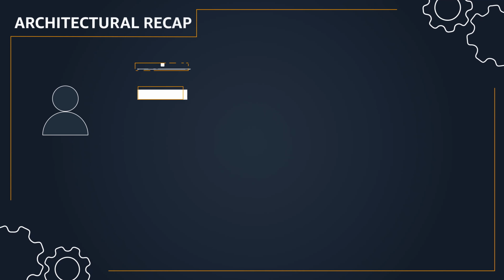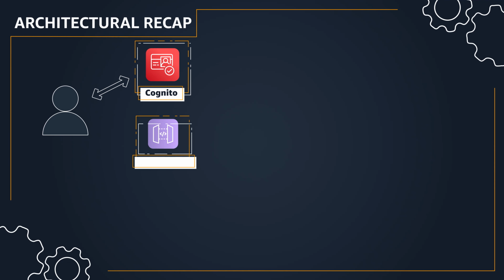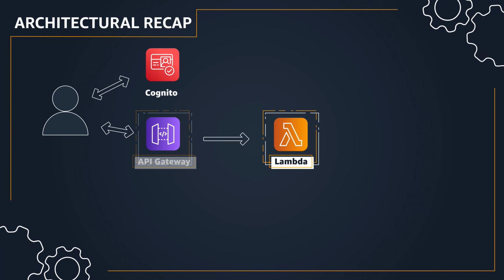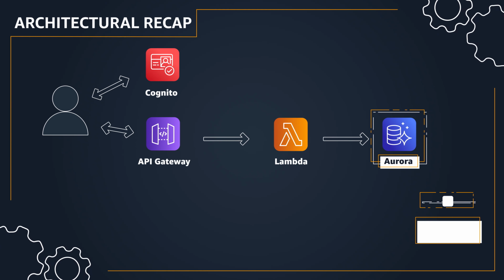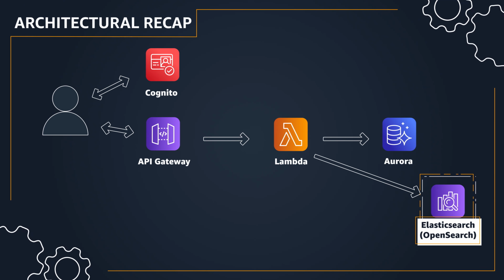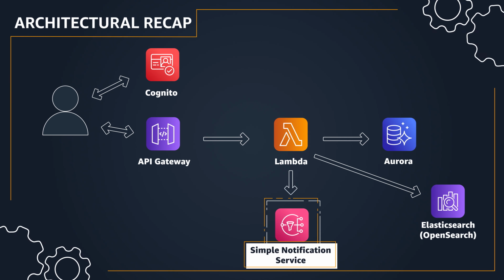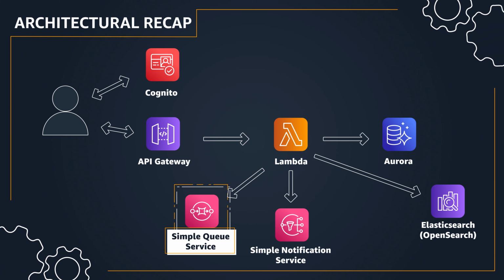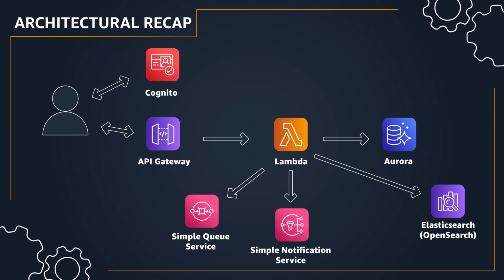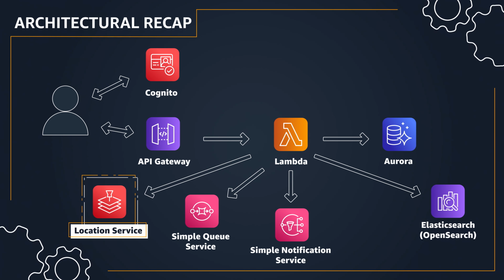Add user sign-in with Amazon Cognito. Use API Gateway with AWS Lambda to build each microservice. All of your order data is stored in Amazon Aurora. Use Amazon Elasticsearch to provide a quick search experience in your app. Notify users of their order with Amazon's Simple Notification Service. Use a FIFO queue with Amazon's Simple Queue Service to process orders. Send real-time notifications based on the location of the delivery worker using Amazon Location Service. That's what you need to build an e-commerce app with location-based notifications.